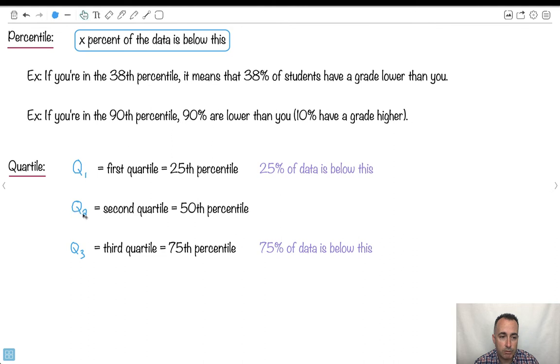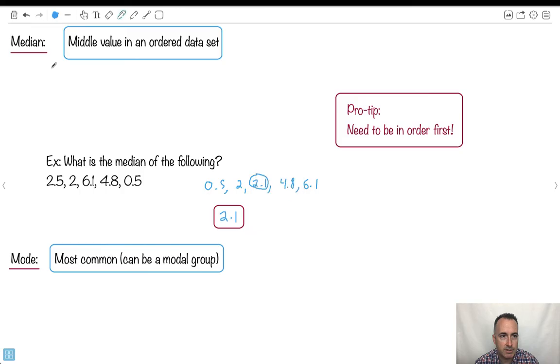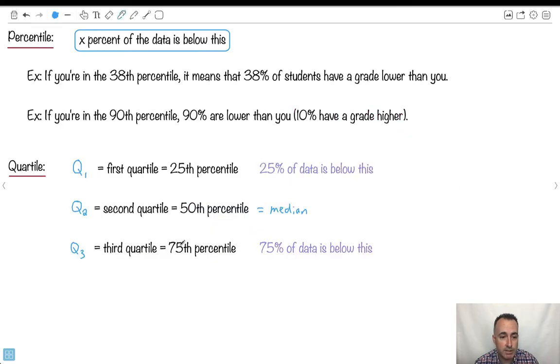Then we have Q2, which is the second quartile, because it's two times 25%. That's the 50th percentile, and we have another word for this one right here. We call that the median, because that's the middle number. That tells you something about the middle value here. Then we've got the third quartile, the 75th percentile. So it helps to know that Q3 is the 75th percentile and Q1 is the 25th percentile.